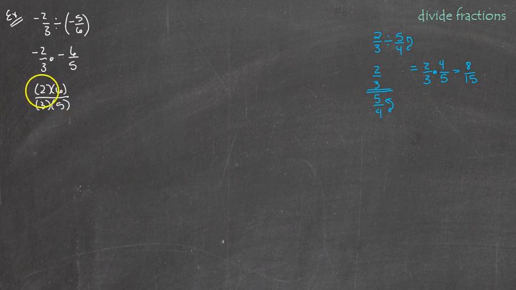Reduce by cancellation. 2 divides 2. Whoops, that's not the one I want. 3 divides 3, leaving a 1. 6 divided by 3 leaves a 2. 2 times 2 is 4. 1 times 5 is 5. Division, just as easy as multiplication. Let's do another one.